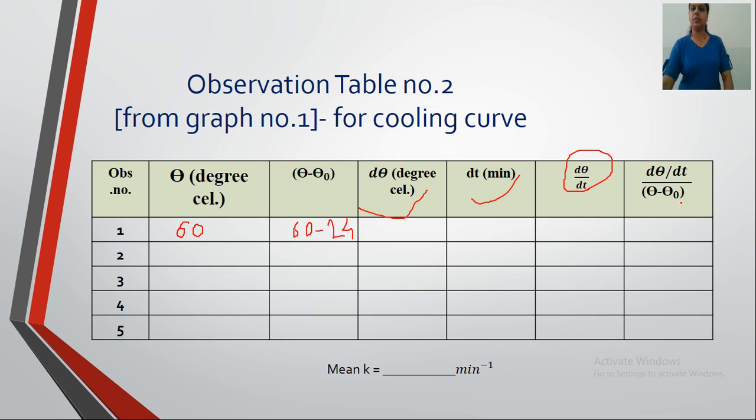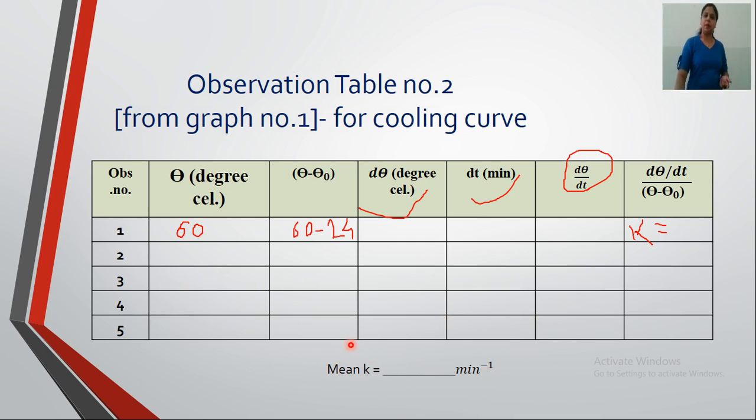After that, when you have this column and this column, d theta by dt upon theta minus theta 0, you will get k over here. This is the value of k we will get here. So k1, k2, k3, k4, k5, and we need to find out the mean k over here. You will get the mean k here. So calculate this whole table.